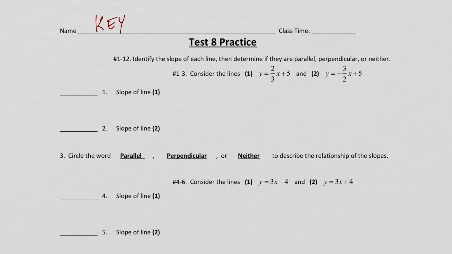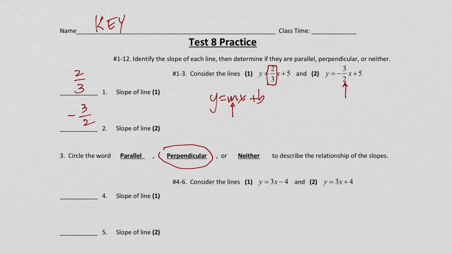Okay, these are already in the form y equals mx plus b. The m is the slope, and that's the number in front of the x. So this slope is 2/3. This slope is -3/2. These are opposites, meaning different signs, and reciprocals. If you flip them upside down, they're the same. So opposite reciprocal slopes are perpendicular.